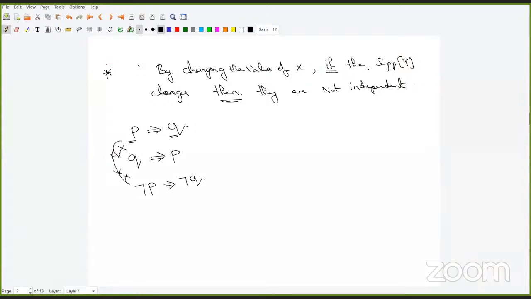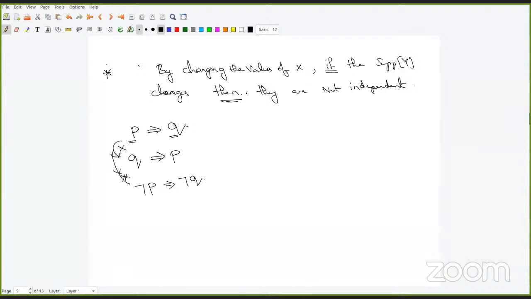x, if the support of y does not change, then they are independent. That also doesn't follow. That is the statement you are trying to say, right? So you are saying that by changing the values of x, if my support of y does not change, then they are independent. But that doesn't follow from this statement.